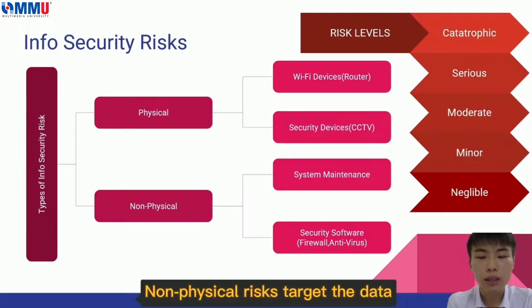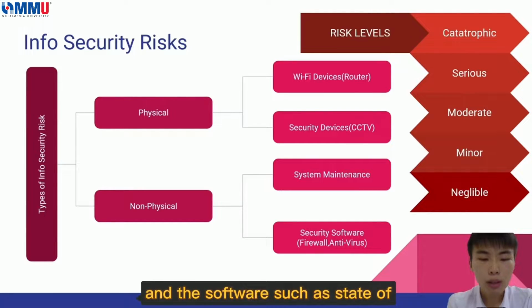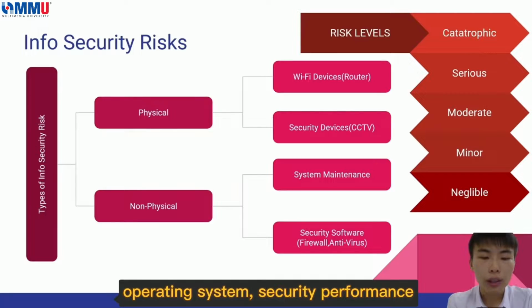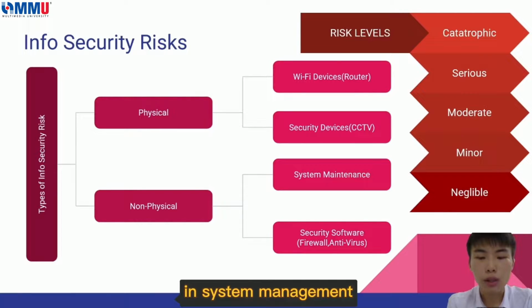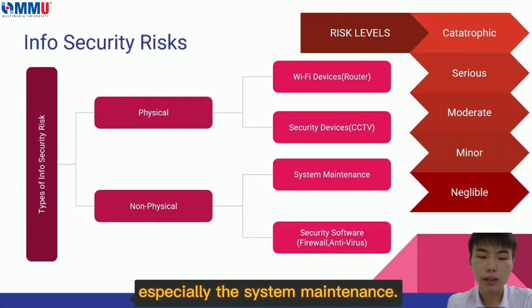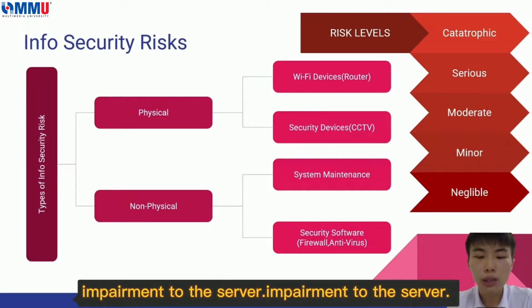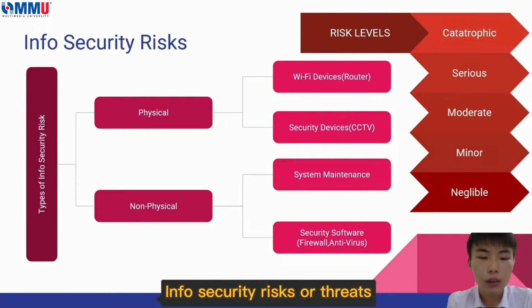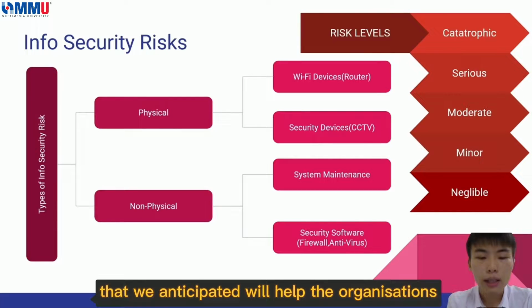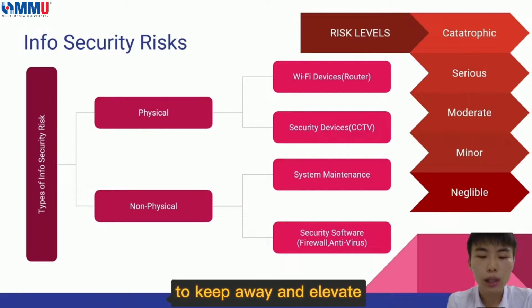Non-physical risks target the data and software, such as the state of the operating system, security performance in system management, and especially system maintenance. In this investigation, we looked for an enterprise organization that has a physical server, for investigating and evaluating the possible information security risks that might cause impairment to the server. The risks or threats that we anticipated will help organizations to protect and upgrade their hardware or software to avoid server trouble.